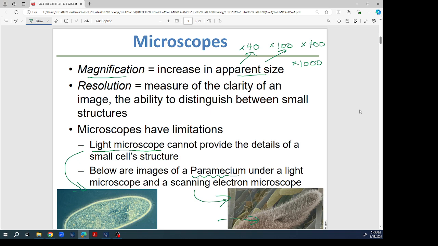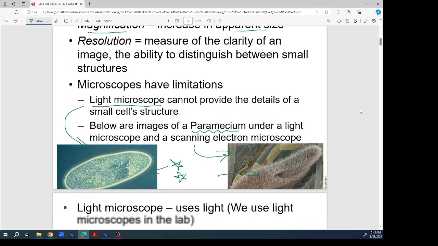We're not going to see images like this in the lab. We're going to see images like this in the lab. And honestly, this one's even a little bit better than anything I've seen in our lab with our microscope. So that's just the idea of microscopes.